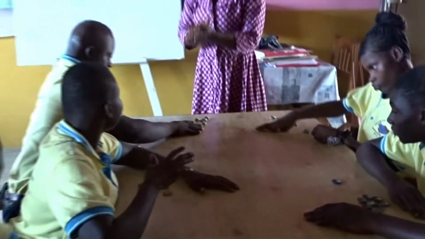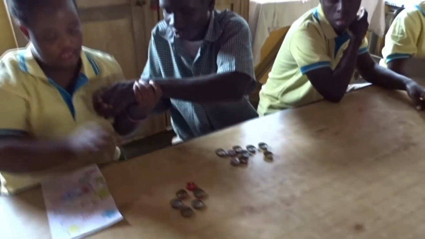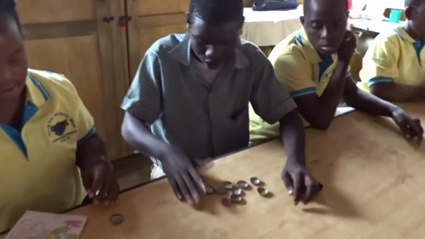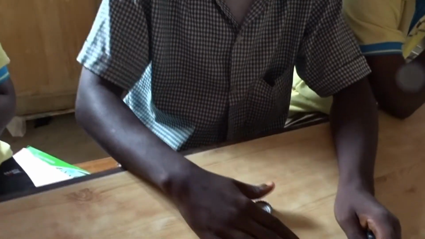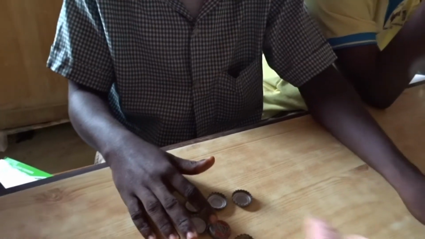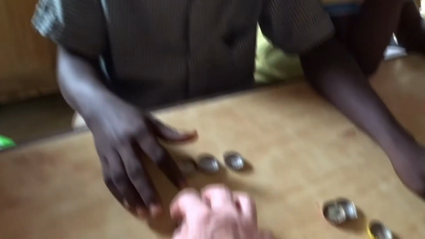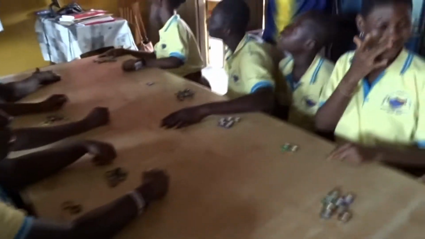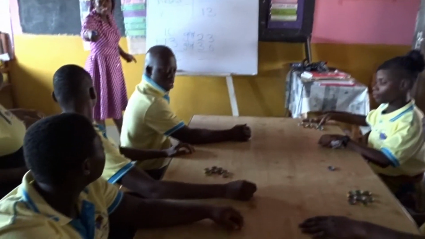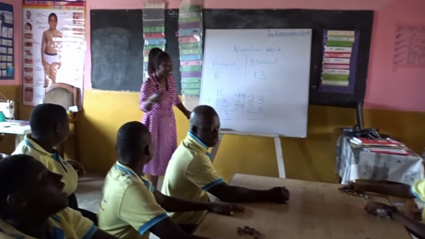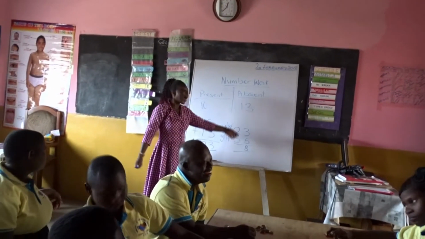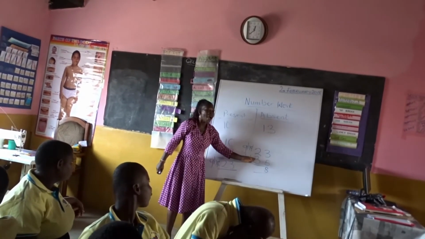3 and 5, put it together and see how much you will get. 1, 2, 3. 1, 2, 3, 4, 5. There you go. So how much did you get? 8. So 8 cedis. Then we are going to count 2 and 5.